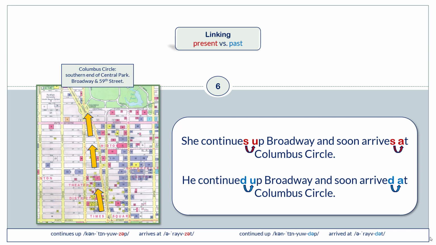She continues up Broadway and soon arrives at Columbus Circle. He continued up Broadway and soon arrived at Columbus Circle. Continues up. Arrives at. Continued up. Arrived at.